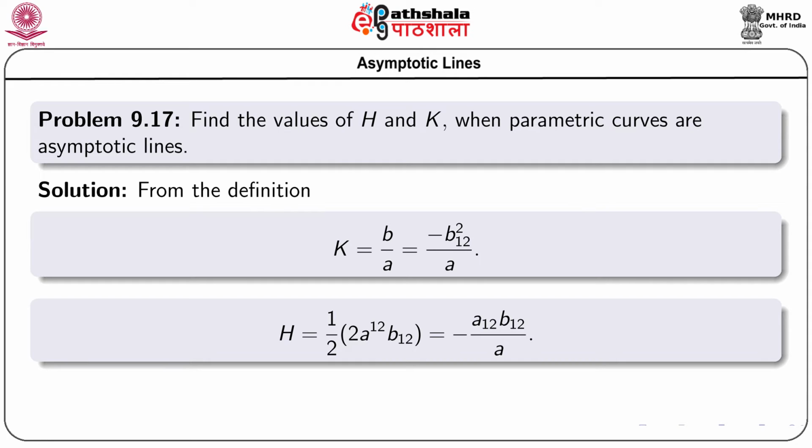So Gaussian curvature becomes only minus B12 square by A. The mean curvature, we know, is defined as half A upper alpha beta B alpha beta, where A upper alpha beta is the reciprocal tensor of the coefficients of the first fundamental form. If we break the expression and use B11 = B22 = 0, we get H equals minus A12 B12 by A.